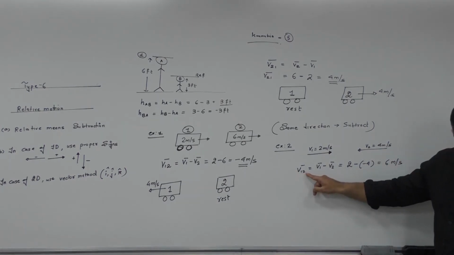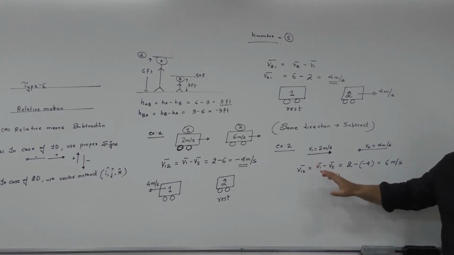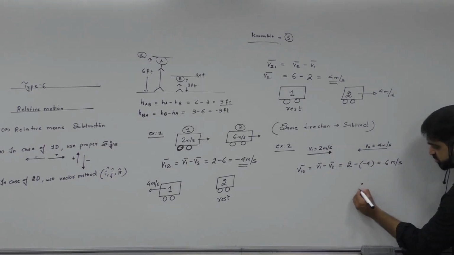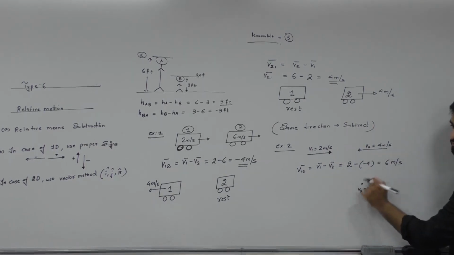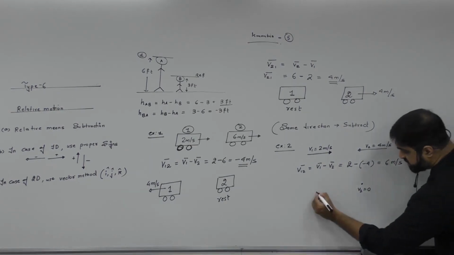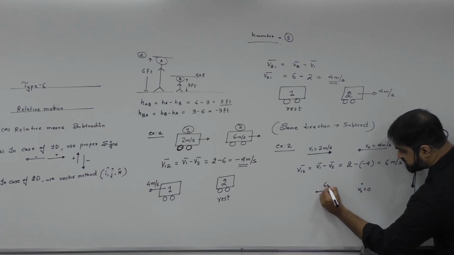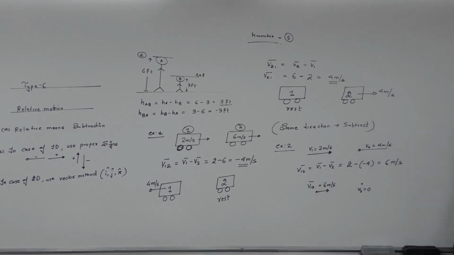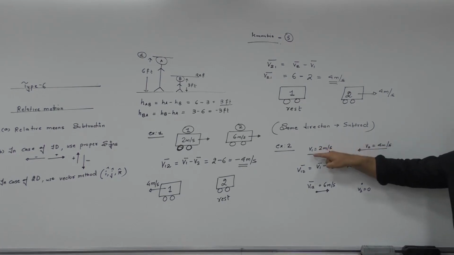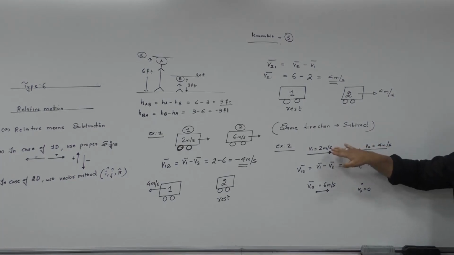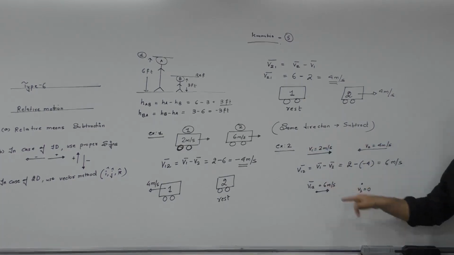Now you tell me who is looking at who? Velocity of 1 with respect to 2 means 2 is looking at 1. So in my mind I will stop 2. So can I say V2 is 0? And he is appearing to go where? With 6 meters per second. So this will become 6 meters per second. This is what? Velocity of 1 with respect to 2. Means when the person in this car looks at this car, it appears to him that this guy is coming near with 6 meters per second.